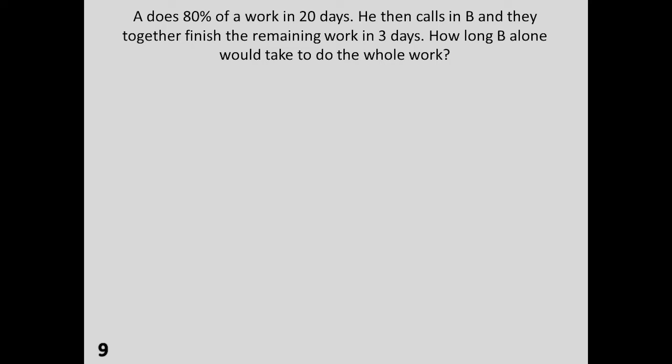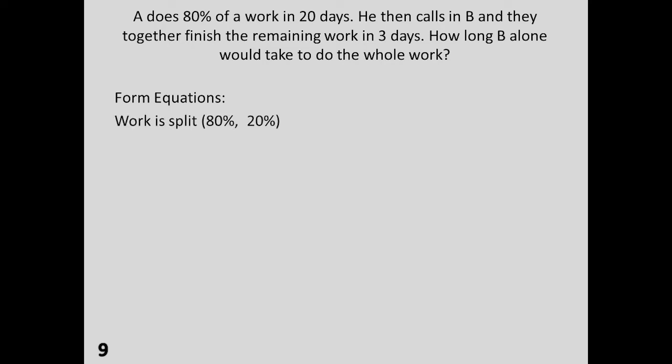Question 9. A does 80% of the work in 20 days. He then calls in B and they together finish the remaining work in 3 days. How long would B alone take to do the whole work? Forming equations is like this. Now the work is split. A completes 80% of the work. So the remaining amount of work is 100% minus 80%, which is 20%.